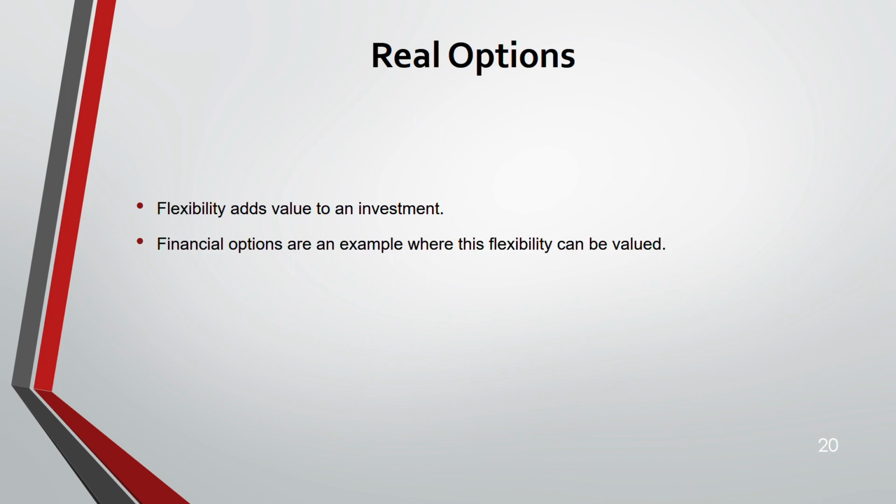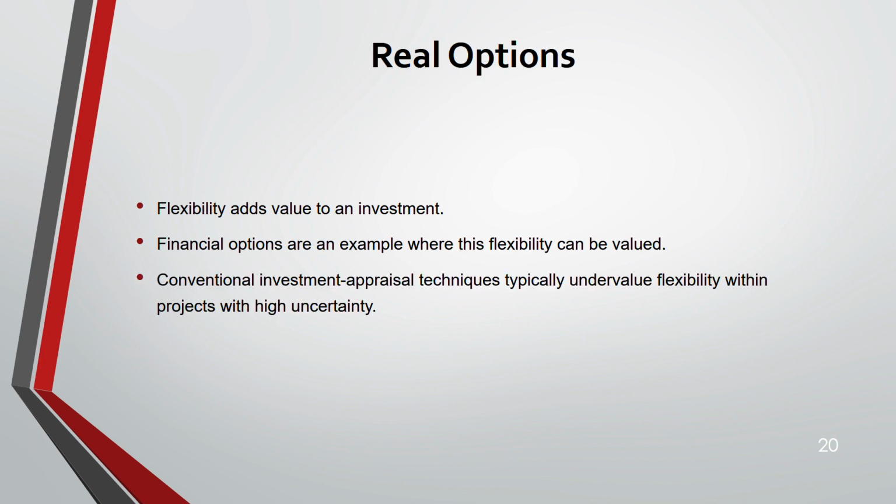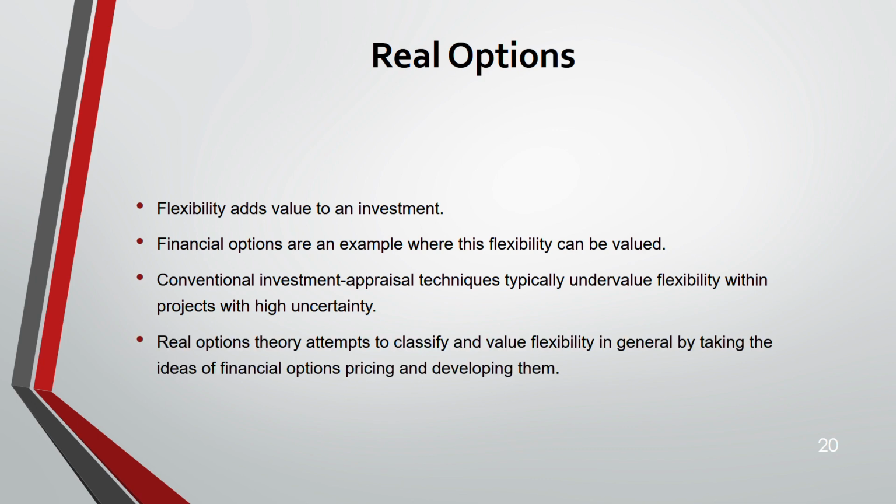Second, financial options are an example where this flexibility can be valued. Yes, all these options have flexibility and they can be valued. We just went through the Black-Scholes option pricing model to value it. If options didn't have value, why would we spend so much time studying? It has a value, that's why. Third, conventional investment appraisal techniques, what is it? The net present value. They undervalue flexibility. They think the world has no flexibility, you have to go for it. No, there are flexibilities. Within projects with high uncertainty, some projects are very uncertain, you might have some kind of flexibility. That flexibility needs to be given value too. Real options attempts to classify and value flexibility.